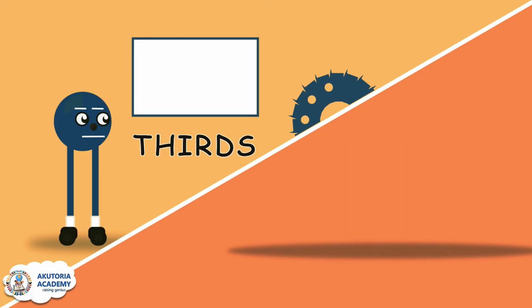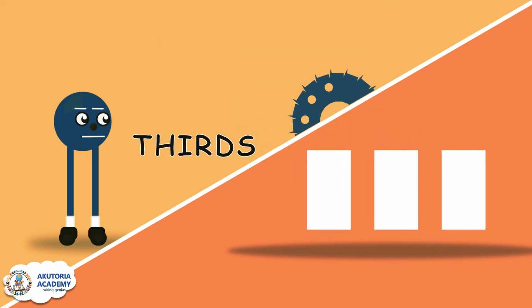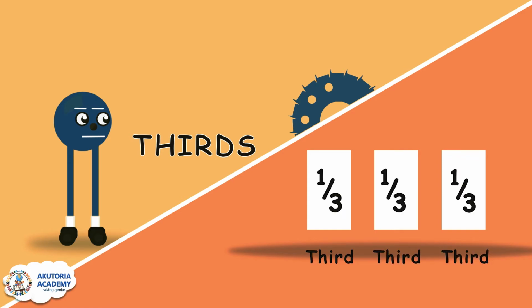Dividing shapes into thirds. What if we want to divide a shape into 3 equal parts? What are the different parts going to be called? First, let's divide the rectangle into 3 equal parts. Each part is called a third, and a third is written as 1/3. And remember, each part is a third of the rectangle. We make thirds when we divide things into 3 equal parts.